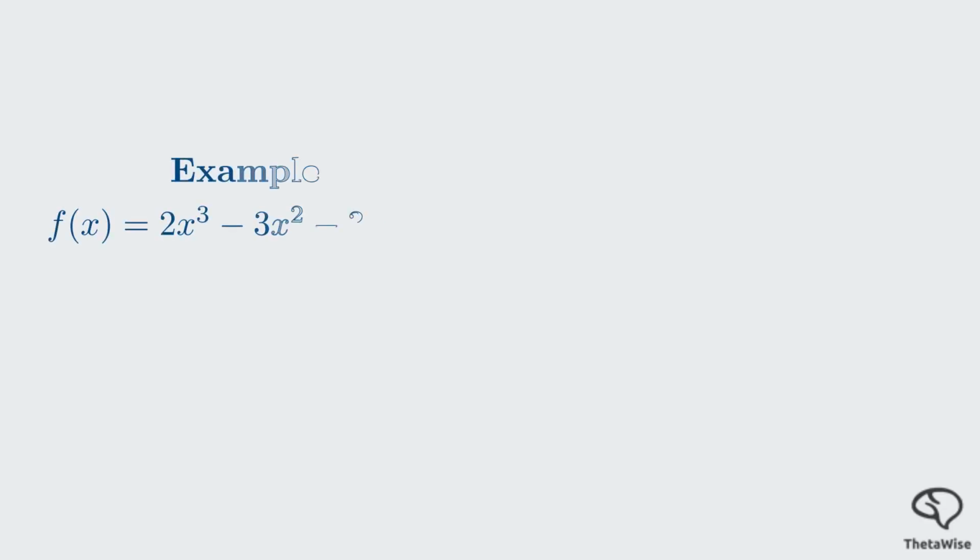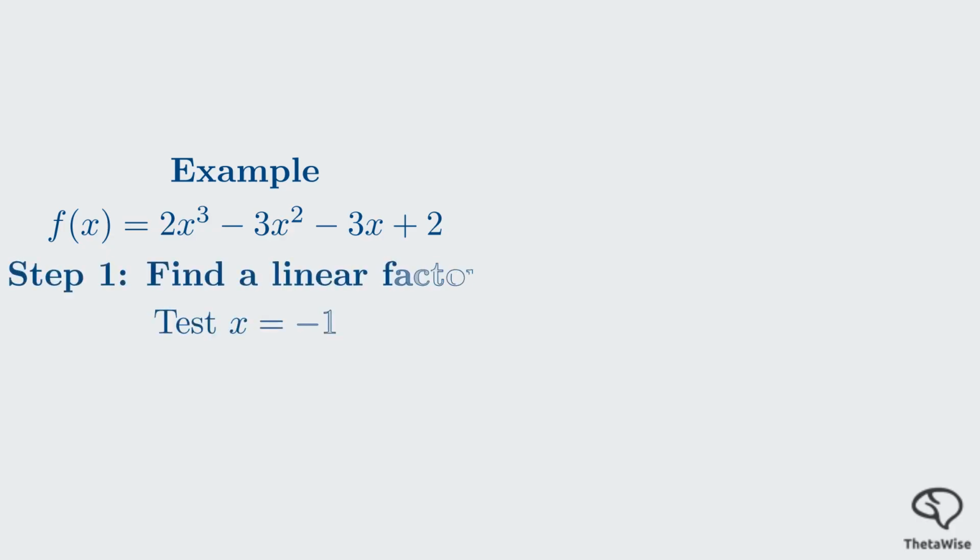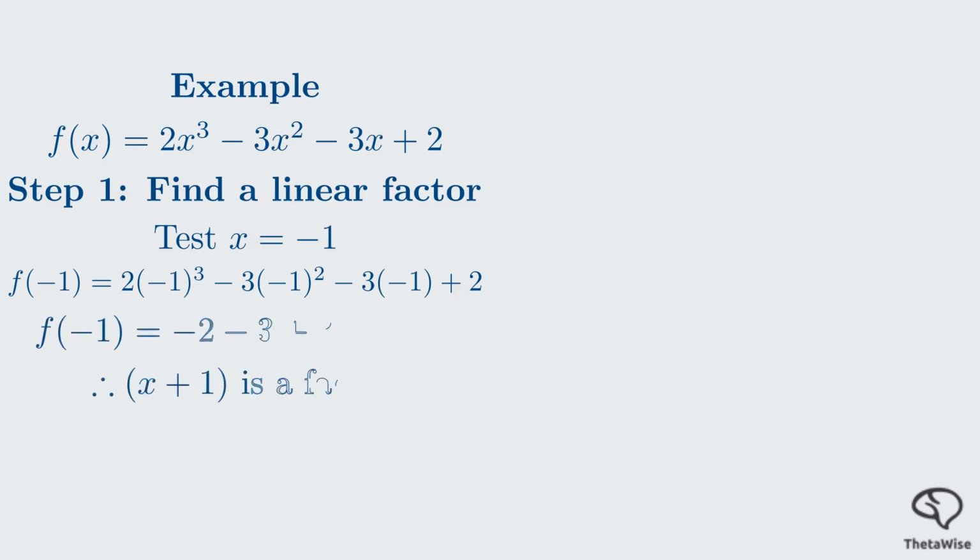Let us factorize the cubic polynomial f of x equals 2x cubed minus 3x squared minus 3x plus 2 completely. First, we use the factor theorem. Let's test x equals -1, as it is a factor of the constant 2. Substituting -1, we get 2 times -1 minus 3 times 1 plus 3 plus 2. Since the result is 0, x plus 1 is our first factor. Note the sign change. If the root is -1, the factor is x minus -1, which is x plus 1.